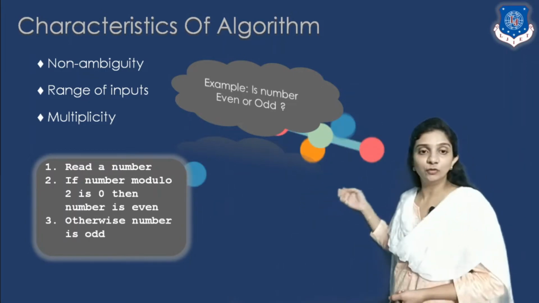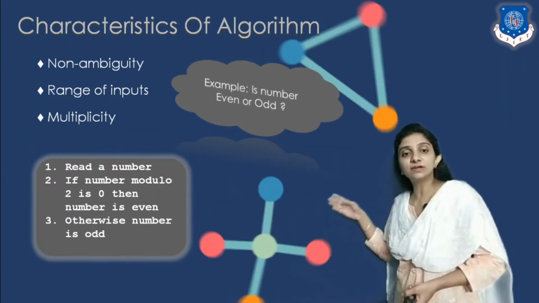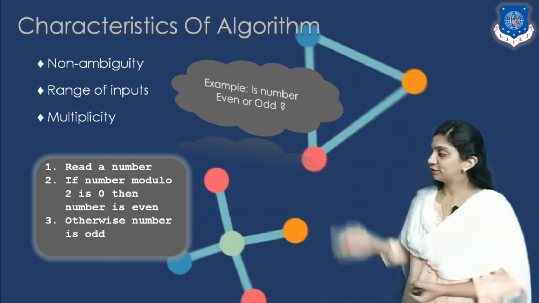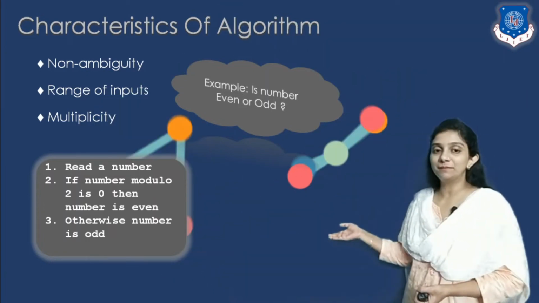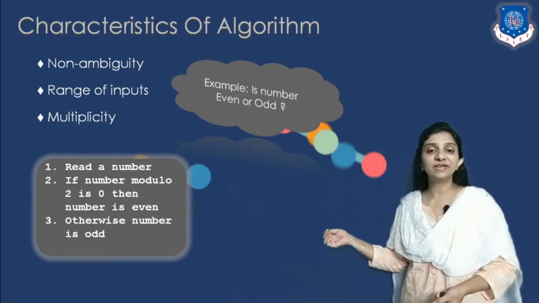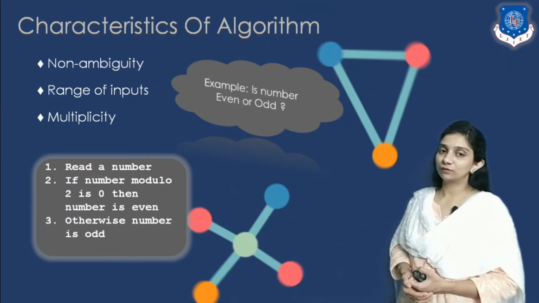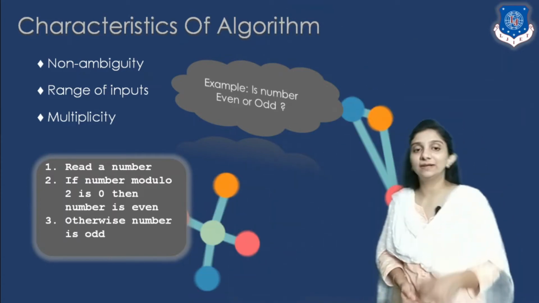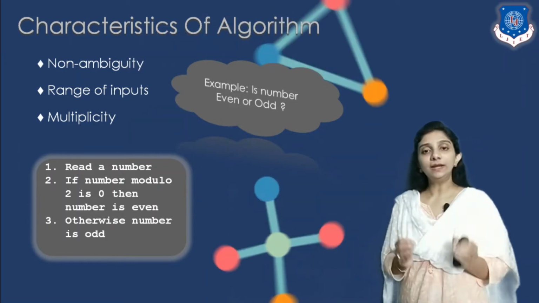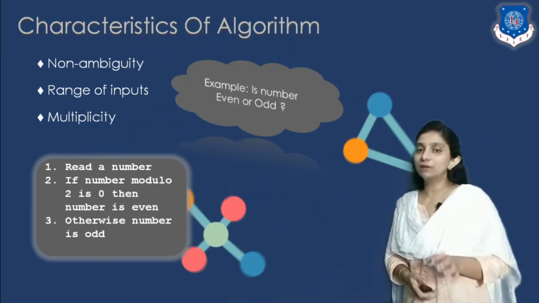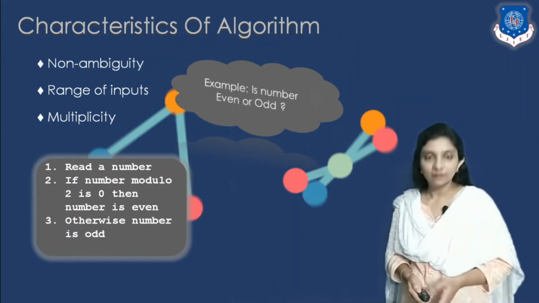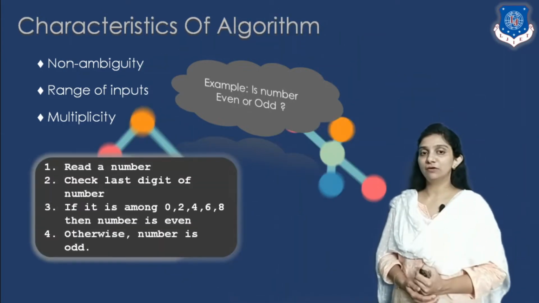If number modulo 2 is 0, then conclude that number is even, otherwise say number is odd. So again, this is the third representation of the same algorithm. The first one we have seen as a flowchart, the second was pseudocode, and the third is simple English-like language. So multiplicity says that any problem to be solved by an algorithm, that algorithm can be specified in multiple ways. There is another meaning of multiplicity.